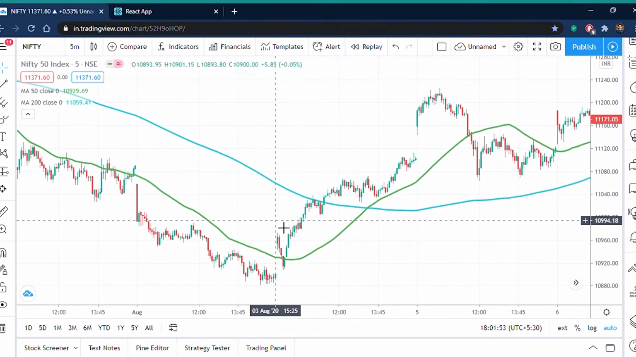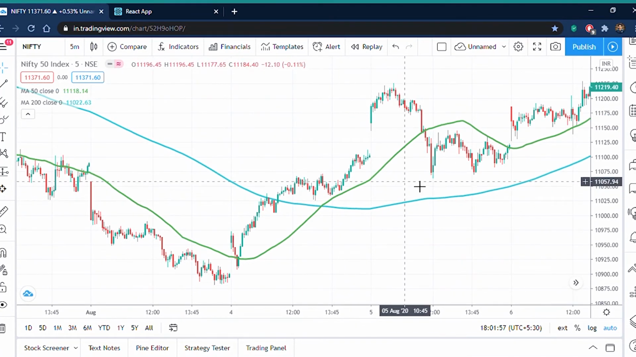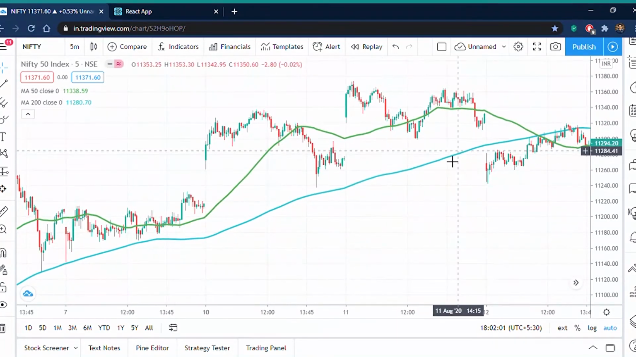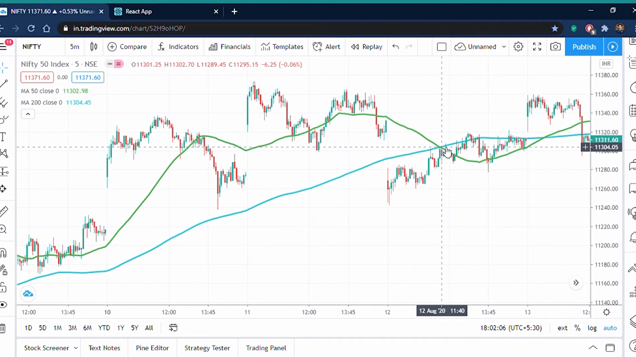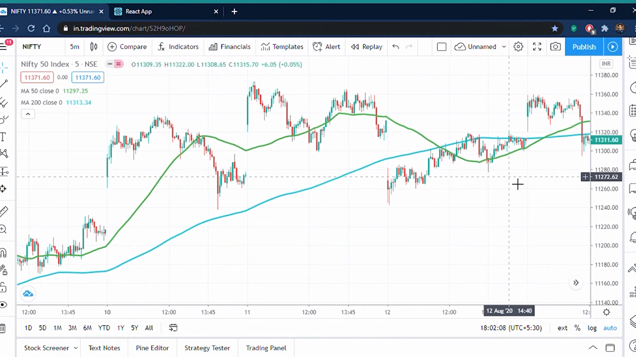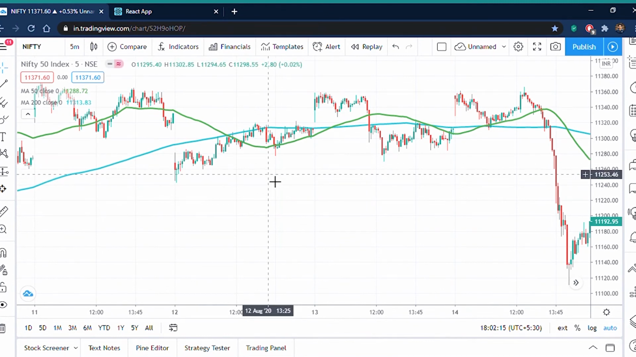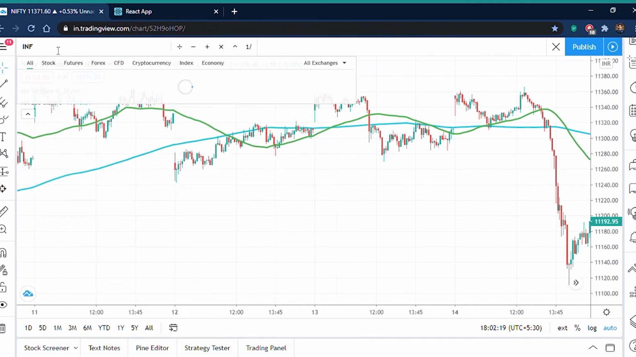Whenever the shorter period moving average crosses above the longer period moving average, the trend is increasing, and whenever the shorter period moving average cuts the longer period moving average and goes below it, it shows a downward or decreasing trend. Let us observe this with another example. Let's take Infosys.